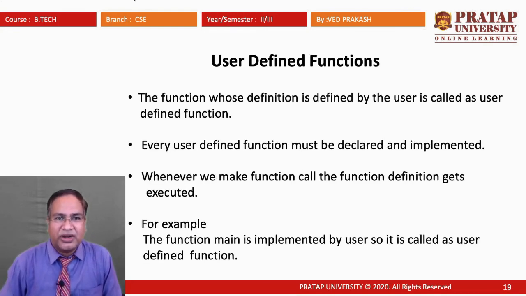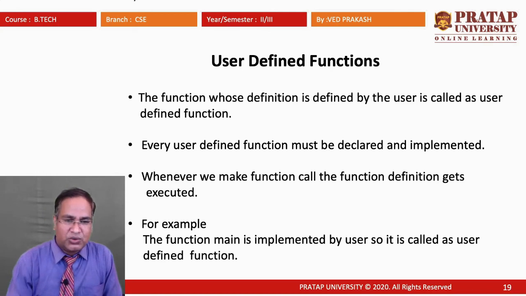The second type is user defined functions. User defined functions are those functions whose definition is written by the user. Every user defined function must be declared and implemented. Whenever we make a function call, the function definition gets executed. An example of a user defined function is the main function, as we use in the C language. The function main is implemented by the user, so it is called a user defined function.